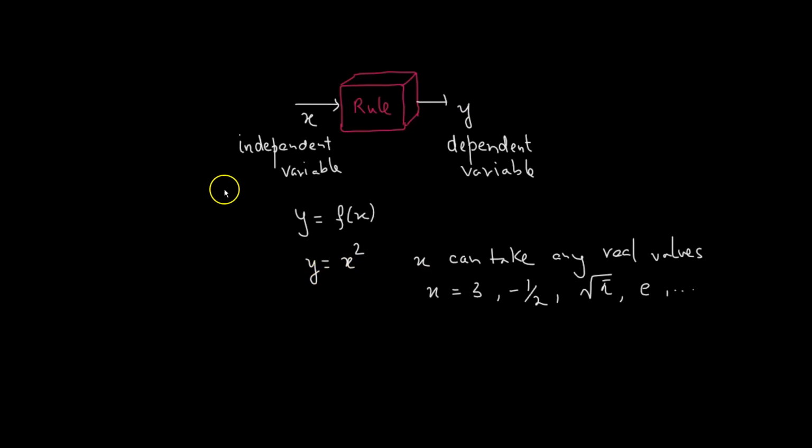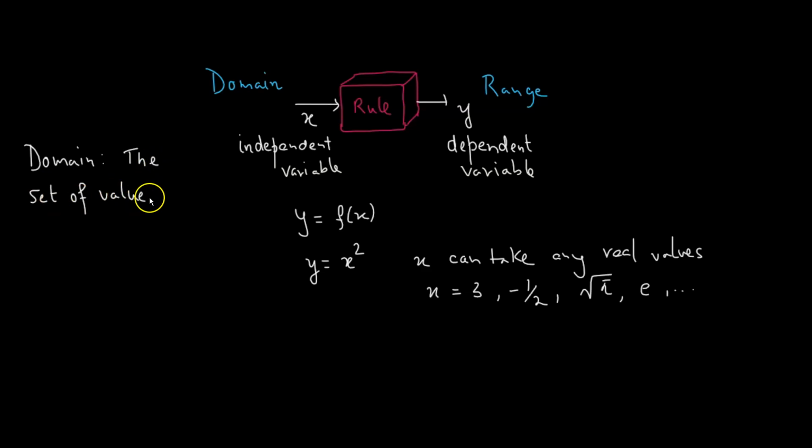Now there is also another name for it. The x or the independent variables are generally referred to as the domain of the function, and values of y are referred to as the range of the function. So let's write the definition. So what's a domain? A domain is referred to as the set of values of the input, that is x.